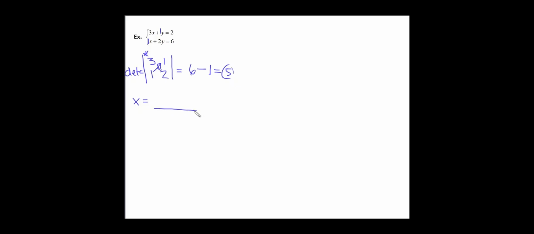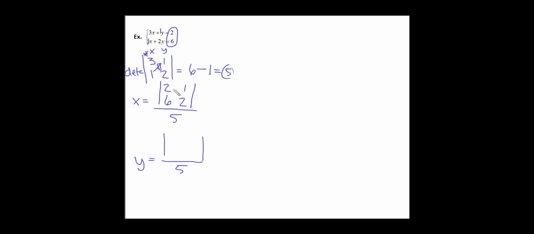So when I go to set up and solve for x, I'm going to put 5 in the bottom. And when I go to set up and solve for y, we'll have 5 in the bottom. Okay, so we just need to set up and solve these other two determinants. When we're solving for x, we're going to replace the x column. Remember, this is like x and y. So instead of 3 and 1, we're putting in these numbers at the right, the 2 and 6, and we keep the y column the same. So solving for x, replace the x column. Solving for y, replace the y column.